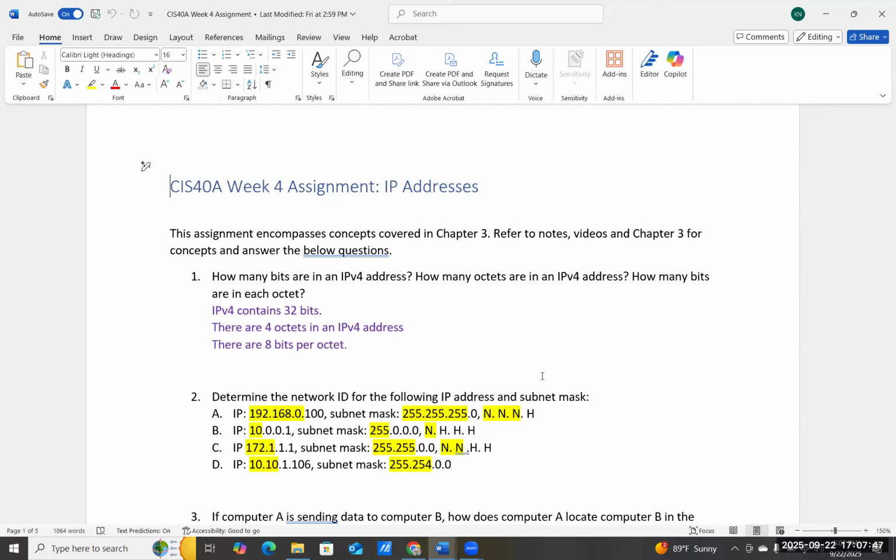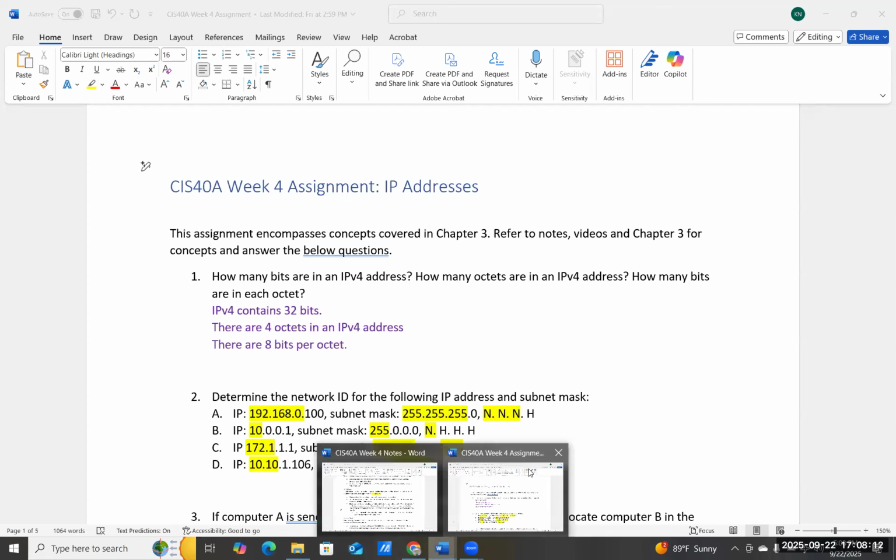Now, we said there are 4 octets, each separated by a dot, and each is made up of 8 bits. So there are 4 octets, 4 pieces, and each piece is 8 bits. If you take 4 times 8, you have 32.